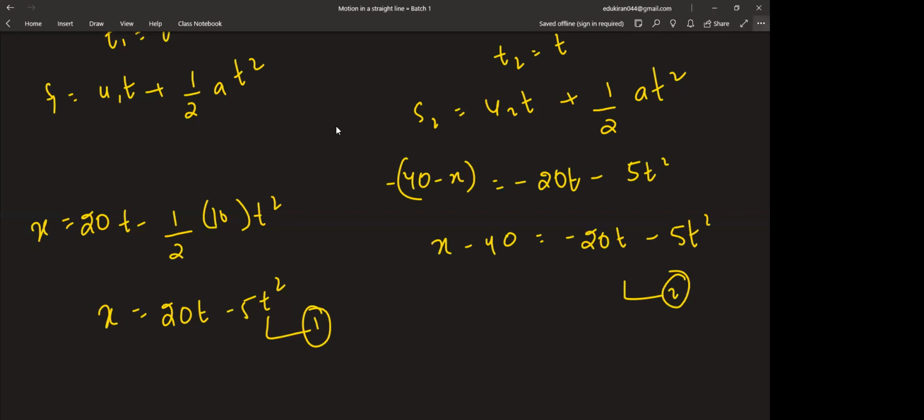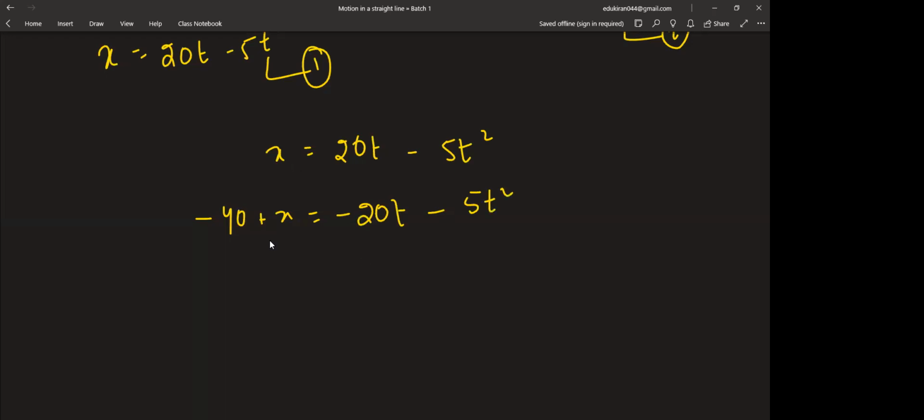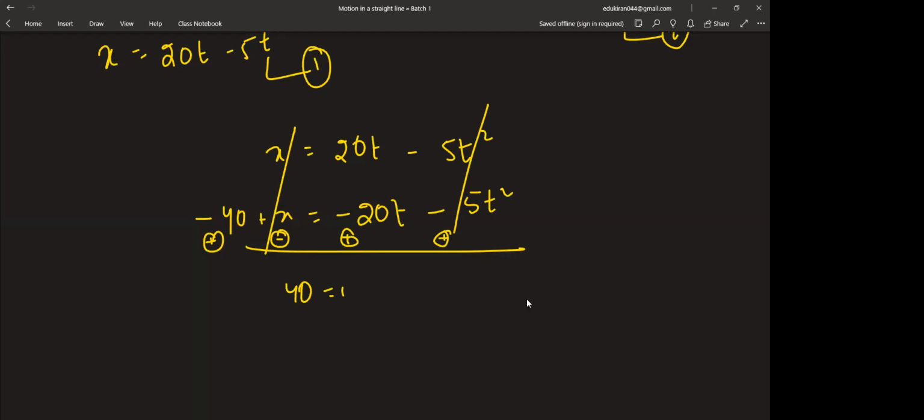So let us write down these two equations. x is equal to 20t minus 5t square, and x minus 40 equal to minus 20t minus 5t square. So this gets cancelled if we change the sign. This becomes plus, this becomes minus, this becomes plus, this becomes plus. So this also gets cancelled. We have 40 is equal to 40t. So we know time is equal to 1 second.